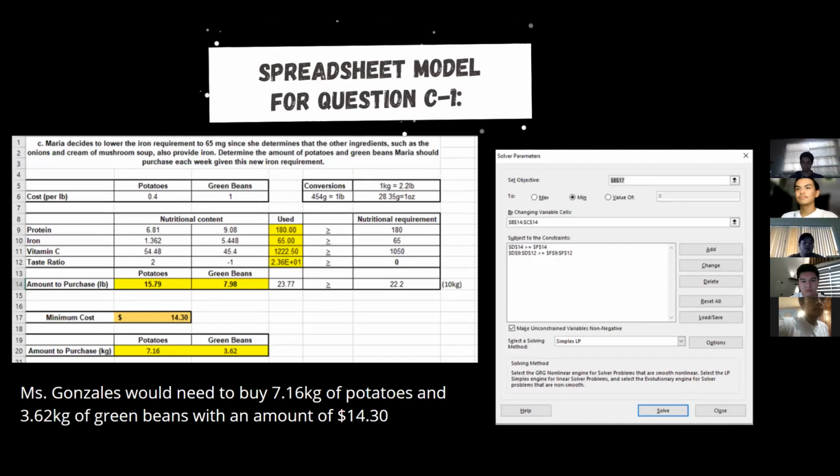For spreadsheet model C1, Ms. Gonzalez needed to lower the amount of iron from 80 milligrams to 65 milligrams. In order to meet the requirement of 65 milligrams of iron in the food, Ms. Gonzalez would need to purchase only 7.16 kilograms of potatoes and 3.62 kilograms of green beans with a total cost of $14.30, which is certainly cheaper than Model A and Model B, but at the cost of lowering the nutritional value of the dish.